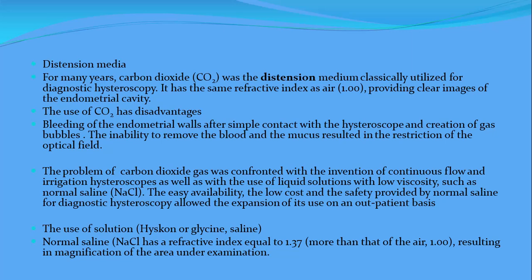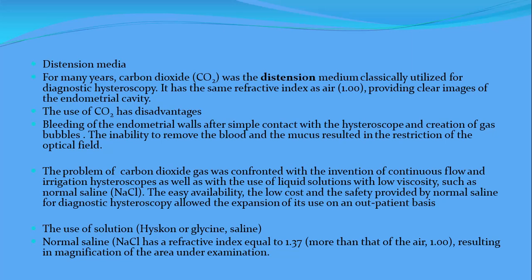Distension media. For many years, carbon dioxide, CO2, was the distension medium classically utilized for diagnostic hysteroscopy. It has the same refractive index as air, 1.00, providing clear images of the endometrial cavity. The use of CO2 has disadvantages: bleeding of the endometrial walls after simple contact with the hysteroscope, and creation of gas bubbles. The inability to remove the blood and the mucus resulted in the restriction of the optical field.